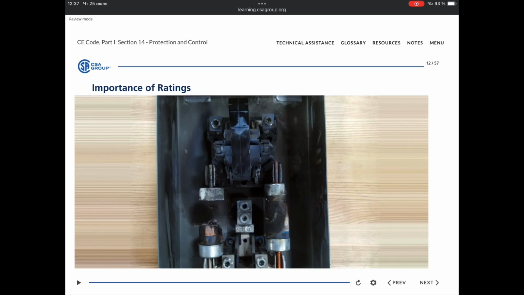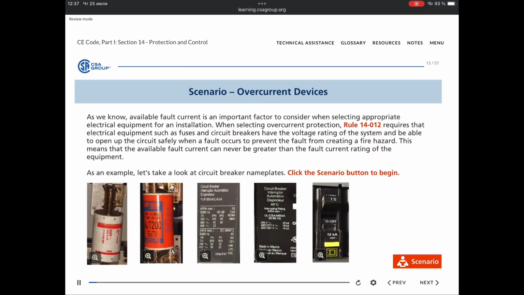Time for a scenario. Please read the scenario and follow the instructions to submit your answers.